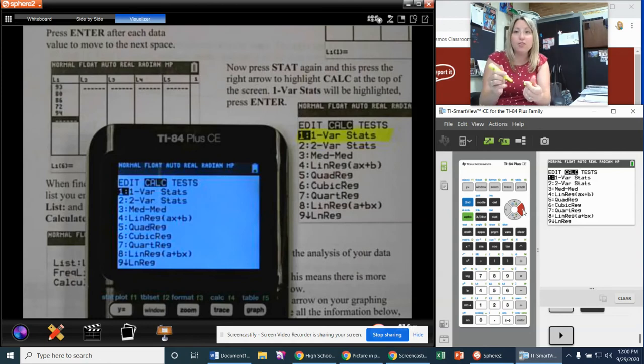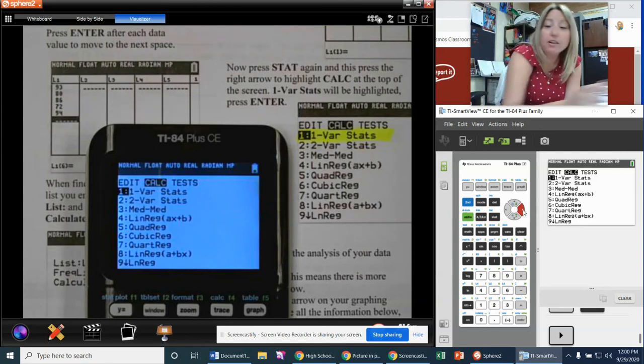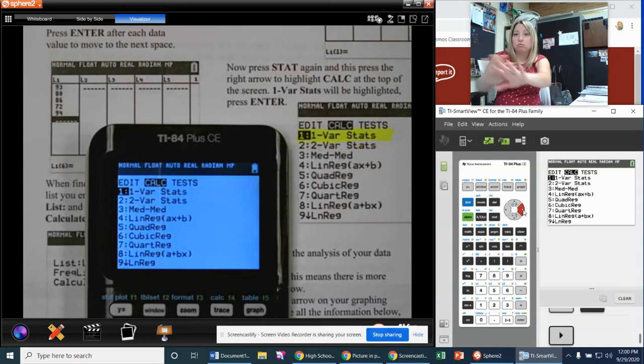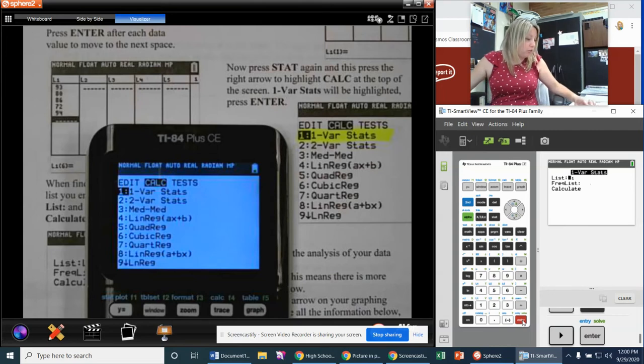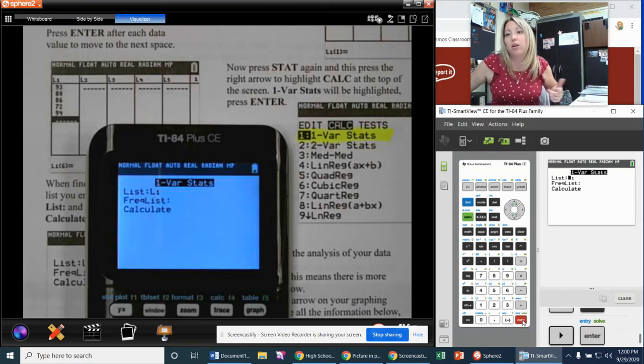So you don't care about anything else under calc right now. Not until chapter 14 even. Just 1 var stats for now. So let's press either 1 or enter. It doesn't matter which. On one calculator, I pressed 1. On one calculator, I pressed enter. Now notice the default is to have that on L1, list 1. Where did we put our data? List 1. That part's taken care of.